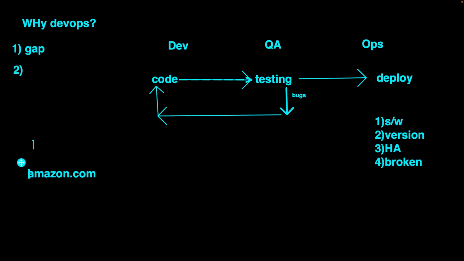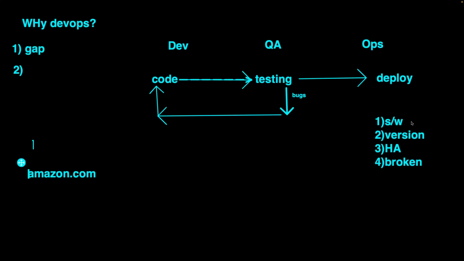Even we don't know, like some upgrades are happening at the back end, some changes are happening at the back end. As end users, we don't experience it. How is that possible? Because there were teams who are handling this, who are taking care of those things, right? So ops teams would take care of it.